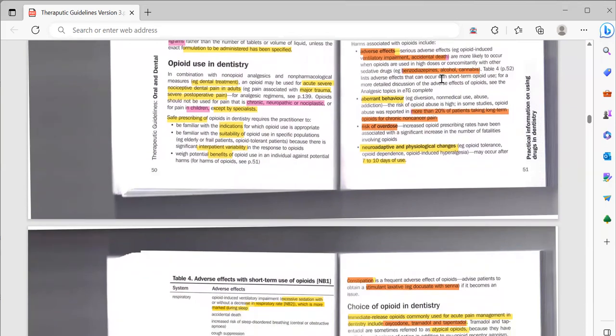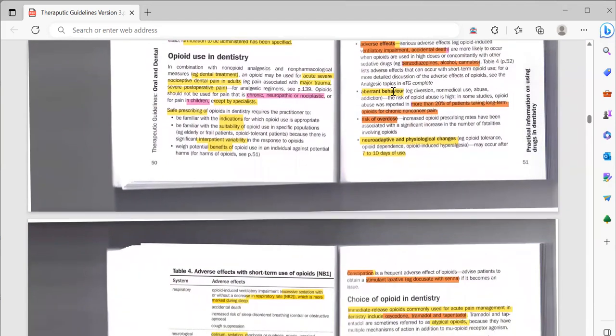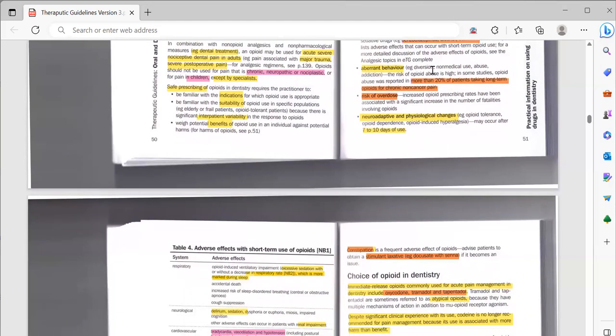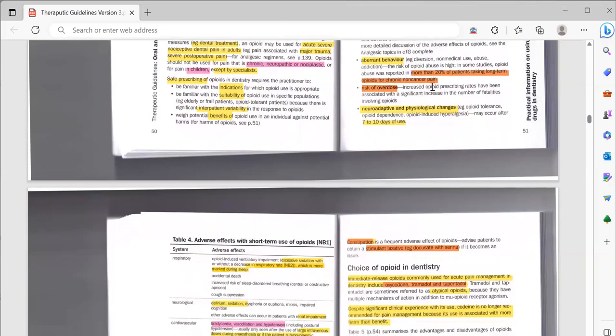List adverse effects that can occur with short-term opioid use. For a more detailed discussion of the adverse effects of opioids, see the analgesic topics in ETG. Aberrant behavior: sometimes the patient can become addicted to this drug, so the risk of opioid abuse is high. In some studies, opioid abuse was reported in more than 20% of patients taking long-term opioids for chronic non-cancer pain.